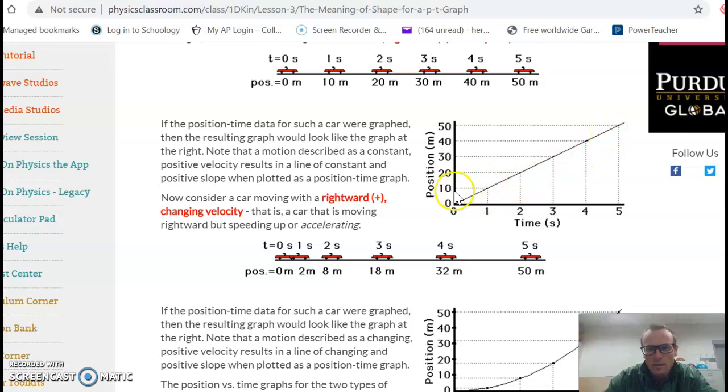Is the speed changing? No. I have a constant slope. So we would say this car is traveling at a constant velocity. We could also say it's traveling at a constant positive velocity, so my direction is in the positive dimension, and that gives us a sense of what this graph means. So what you are going to need to be able to do is interpret graphs like this, or create graphs like this of motion.